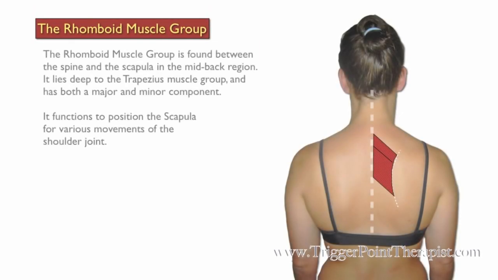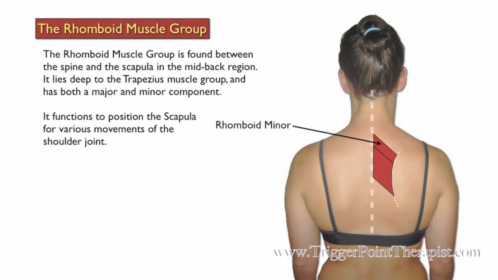The rhomboid muscle group. The rhomboid muscle group is found between the spine and the scapula in the mid-back region. It lies deep to the trapezius muscle group and has both a major and minor component. It functions to position the scapula for various movements of the shoulder joint.